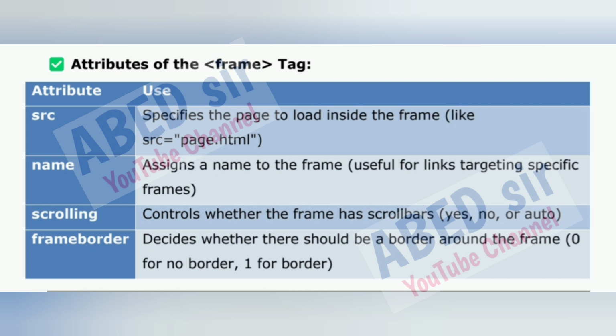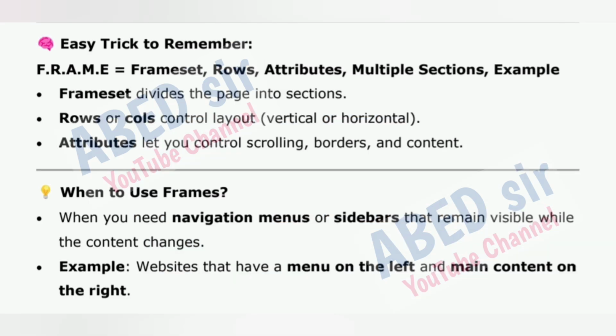Name assigns a name to the frame, useful for links targeting specific frames. Scrolling controls whether the frame has scroll bars: yes, no, or auto. Frameborder decides whether there should be a border around the frame, 0 for no border, 1 for border. Easy trick to remember. FRAME is equal to frameset, rows, attributes, multiple sections, example.